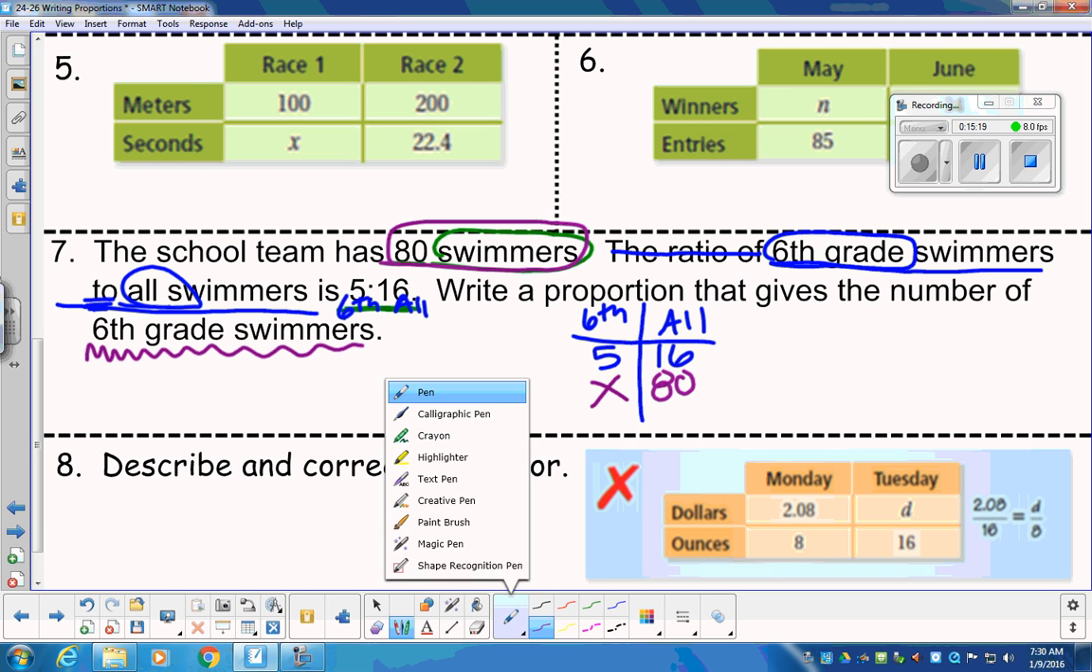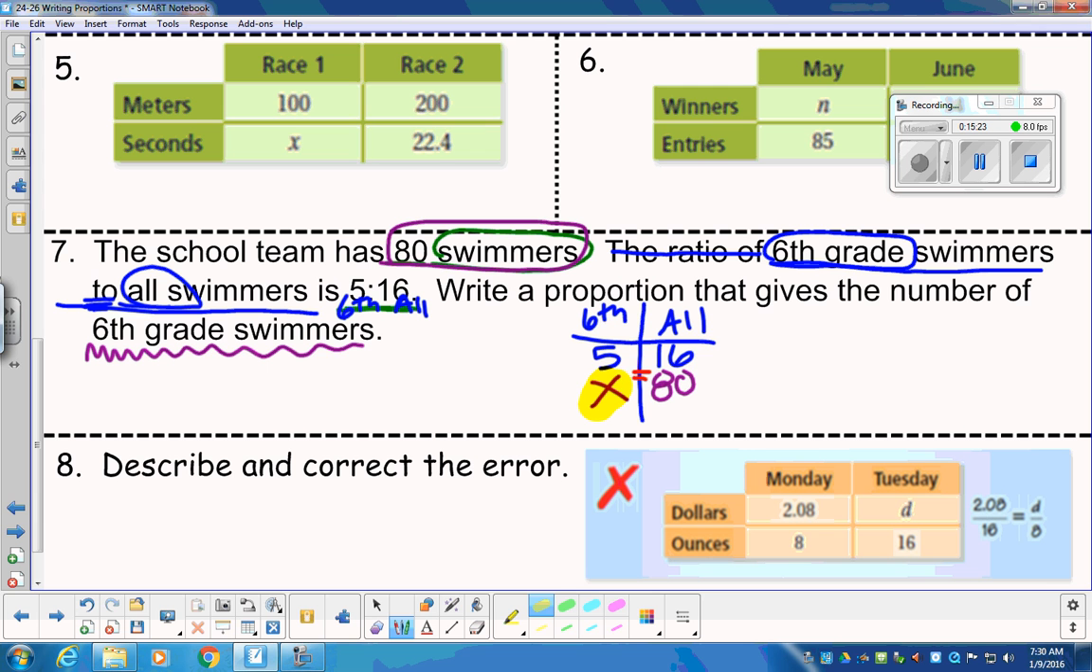So now that we have this proportional reasoning set up, we can go ahead and take cross products. We would grab the variable x. We'd multiply that diagonal then. We would have 16 times x equals. We'd go ahead and multiply that other diagonal. We have 5 times 80 is 400. The hand method kicks in. Our job is to get the variable x alone.